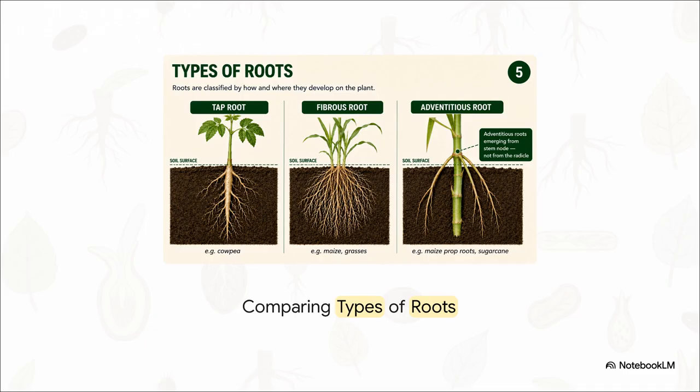And finally, the adventitious root. Notice how these roots, like the thick prop roots you see on maize or sugarcane, are emerging directly from a stem node above the soil surface. They aren't coming from below ground at all. That difference in origin is a super vital distinction to remember for crop management.